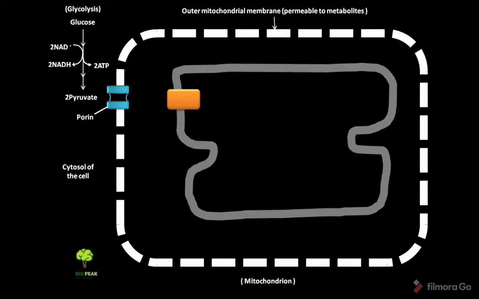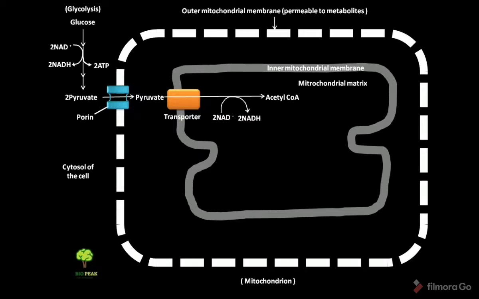These porins make the outer mitochondrial membrane permeable to many metabolites. Then this pyruvate passes through the transporter protein present in the inner mitochondrial membrane and reaches the mitochondrial matrix. In the mitochondrial matrix, the pyruvate is converted to acetyl coenzyme A. During this conversion, 2 NAD plus form 2 NADH and a CO2 is formed.